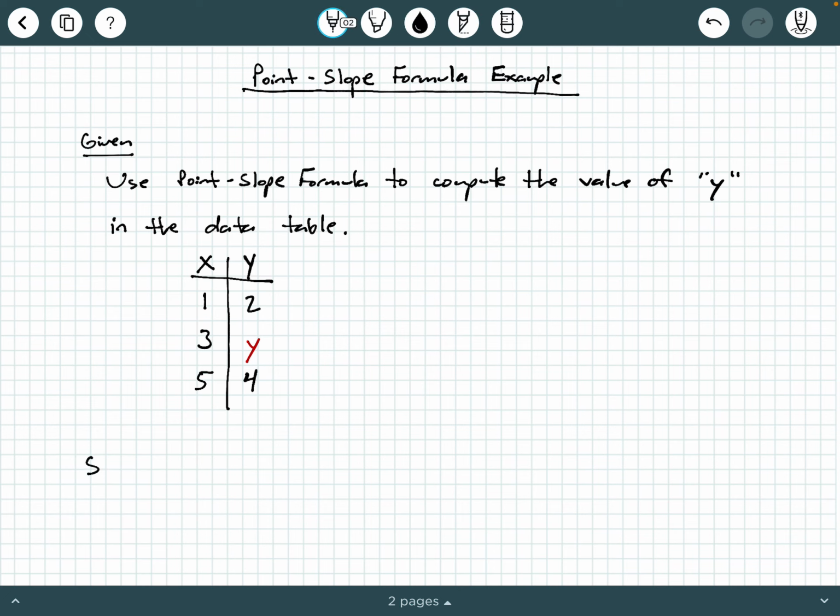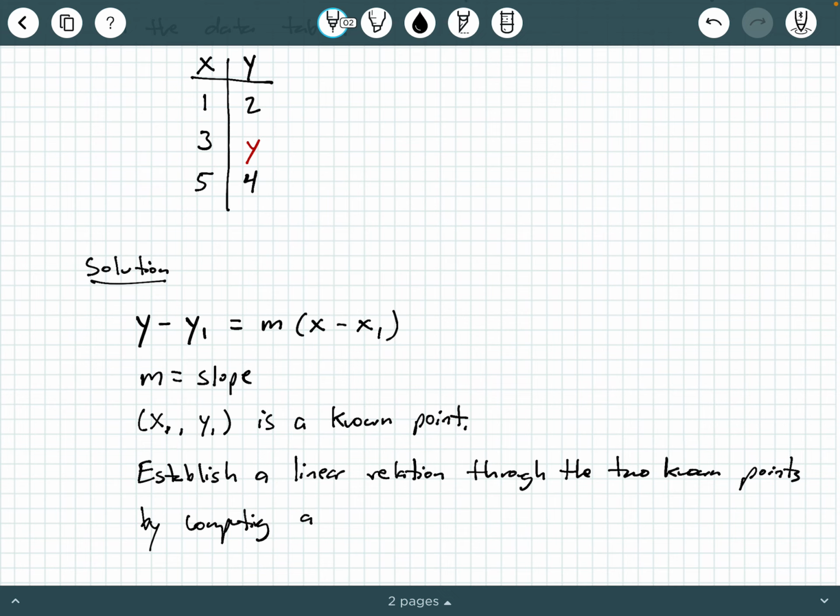Okay, so let's go ahead and get started. The first thing we can do is figure out what this slope m is. So we are going to establish a linear relation through the two known points by computing a slope m through them.